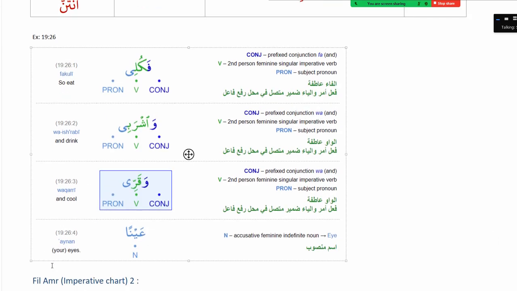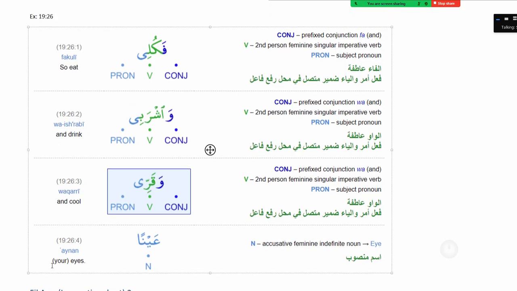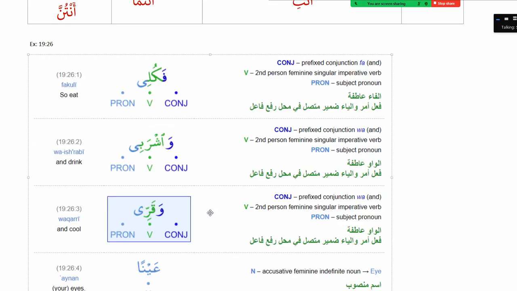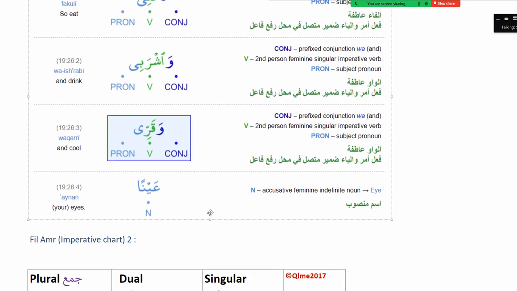And the example for this is fakuli washrabi wa qarri aina. So which is the double-lettered word? Qarri. So eat and drink and cool your eyes. So qarri is fi'l amr and this is second person feminine singular. Like sammi, it's going to be qarri with a ya.